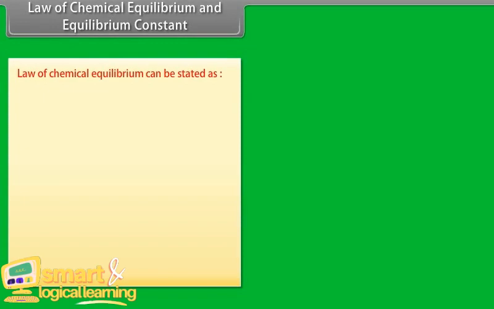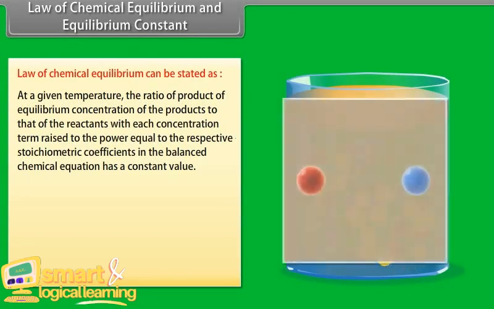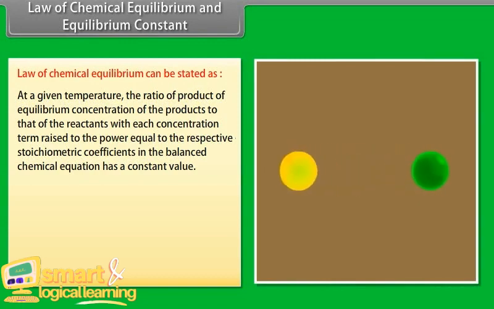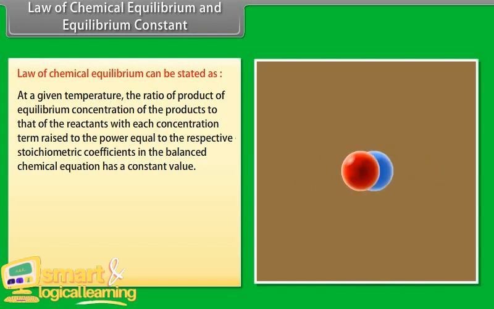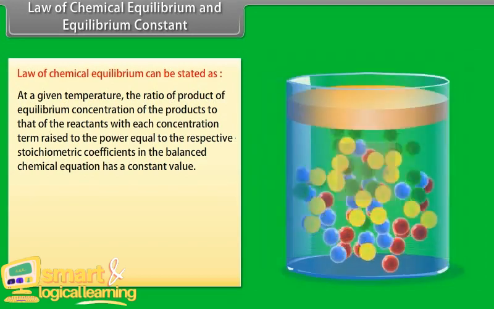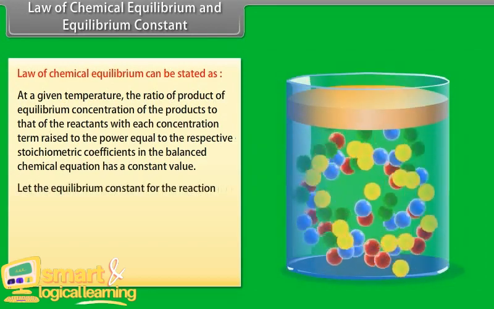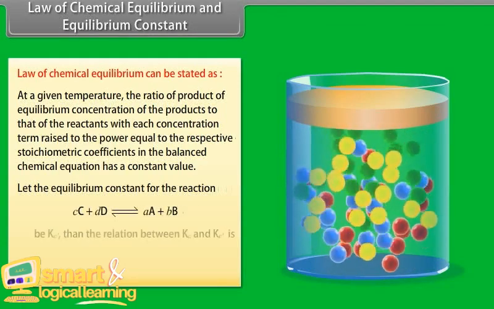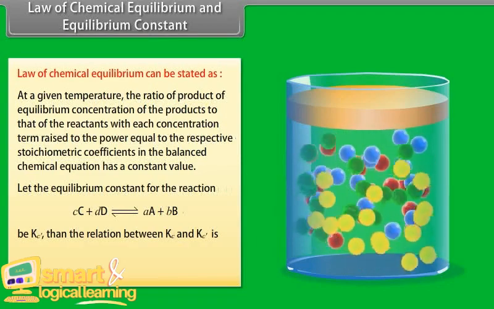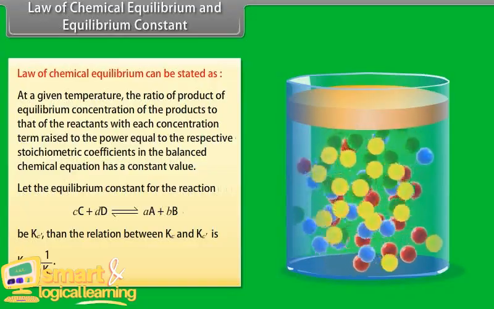Law of chemical equilibrium can be stated as, at a given temperature, the ratio of the product of equilibrium concentrations of the products to that of the reactants, with each concentration term raised to the power equal to the respective stoichiometric coefficients in the balanced chemical equation, has a constant value. Let the equilibrium constant for the reverse reaction be Kc dash. Then the relation between Kc and Kc dash is Kc dash is equal to 1 by Kc.